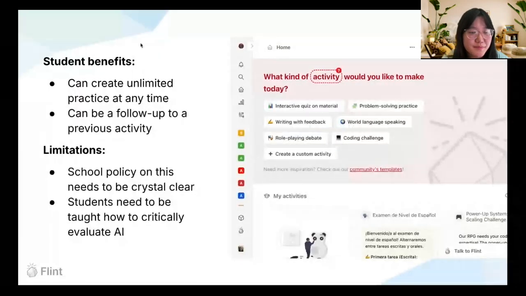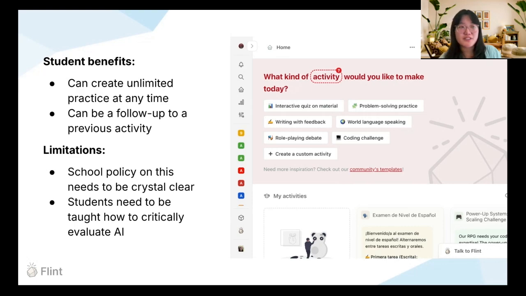But I think there are some limitations with students creating their own activities. I understand there's a lot of concern around how this might play out. From what we've seen, school policy on this needs to be crystal clear. Students need to know how and in what ways they are allowed to use AI to further their studying and their own personal learning. Students also need to be taught how to critically evaluate the AI, because it still gets things wrong. Especially when they're creating their own activities, they might want to test it out for themselves to see if it's teaching them in a productive way.